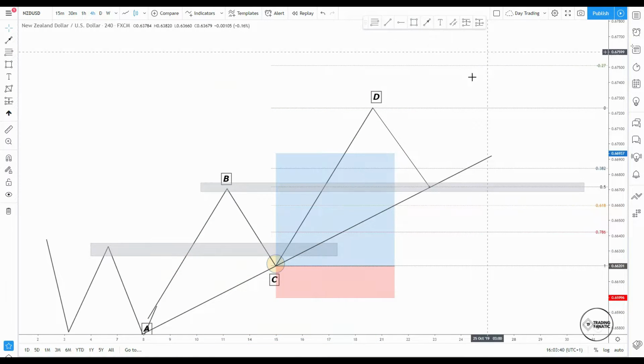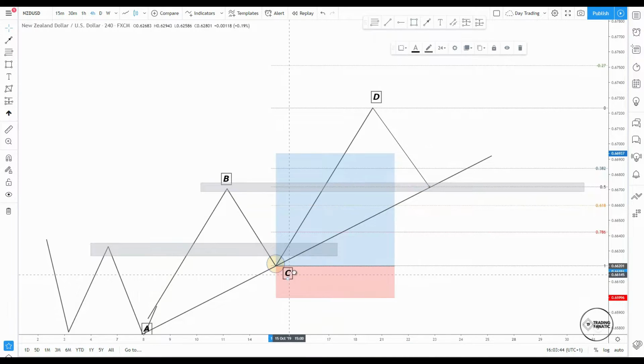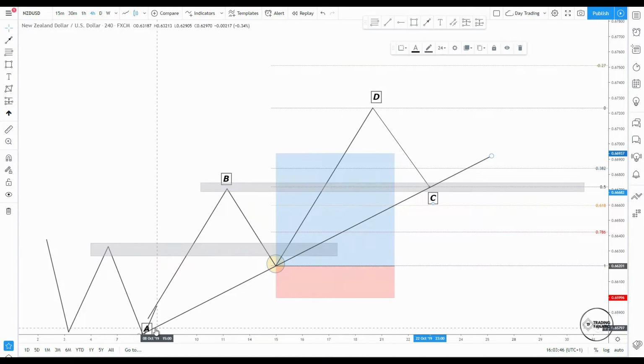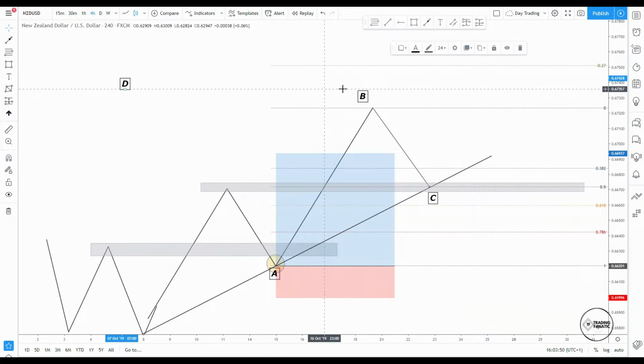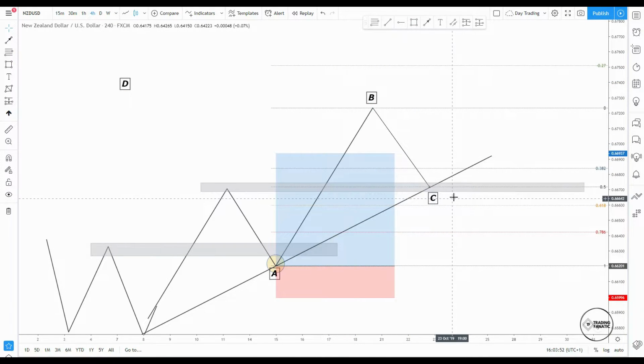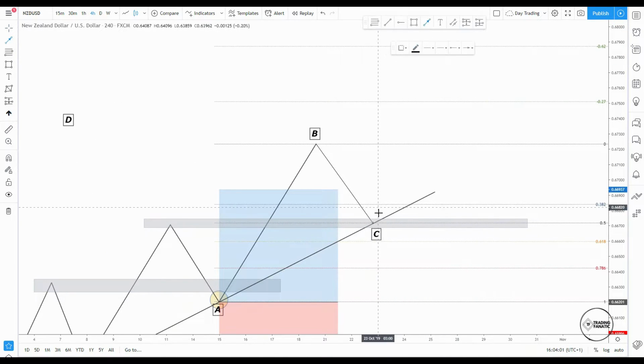Let me delete this. So you have A, B, C. C should come in here right now. Let me do it like this. So we have A, B, C, and C corresponds to this broken resistance, which is now support, corresponds to the 50%, and corresponds to the trend line. And then again, guys, the same process.